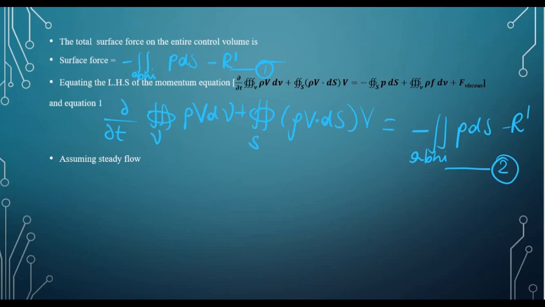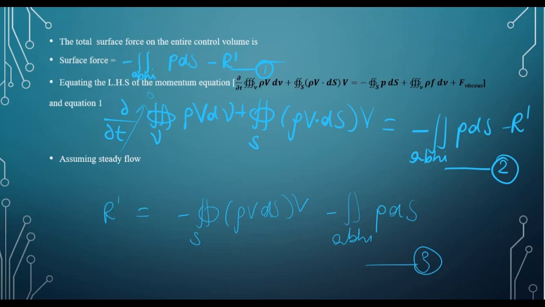Now, if I assume this flow to be steady, which means this component goes to 0, what am I left with in that case? My R prime would be given by the integral of rho V dot dS times V, minus the integral over ABHI of p dS. So for the steady flow, I get R, the resultant force, as this. Now this equation 3 is a vector equation.